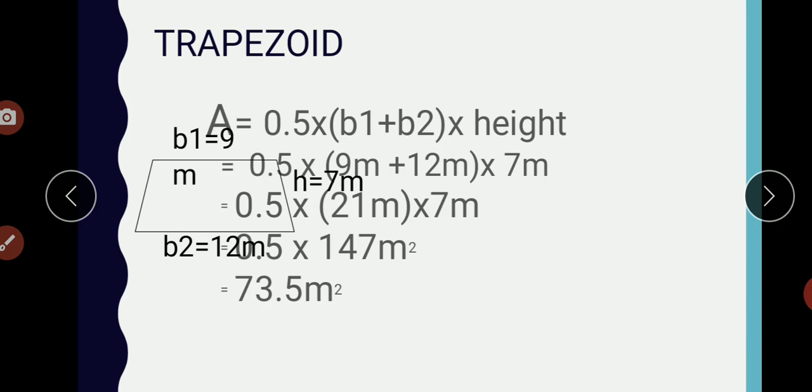And then after getting 21 meters, we have to multiply 0.5 or 1 half times 21 meters times 7 meters. So it will give us an answer of 73.5 meters squared. I hope that's clear.